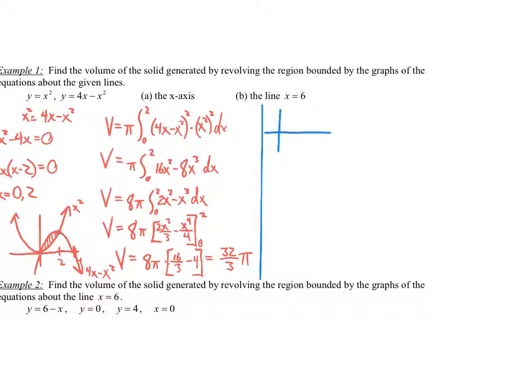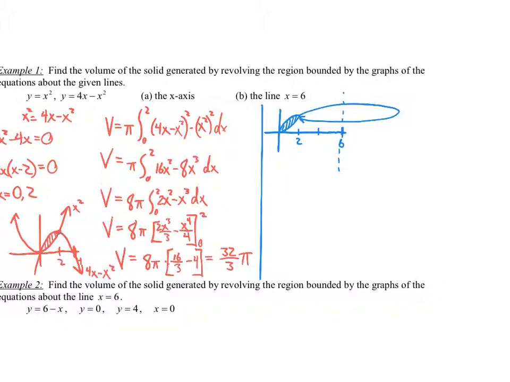Okay, so you have this area. I'm just going to draw the area that we're dealing with from 0 to 2, and then here's 4, and here's x equals 6. Okay, so I want to revolve this around this line like this. You see that? Yeah. That's pretty wild.